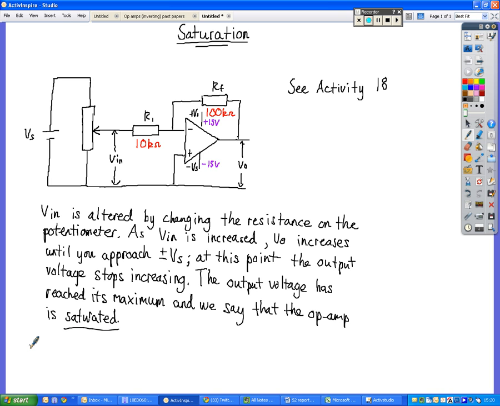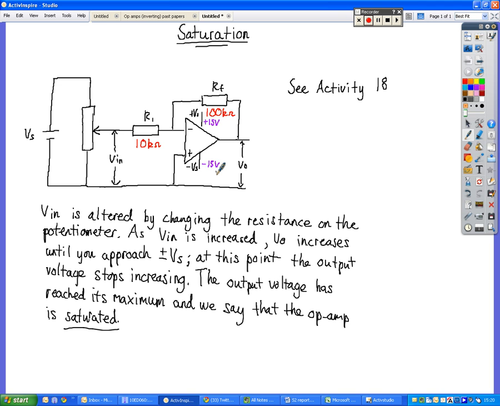So most of the time the output voltage is increasing with the input voltage, but once it reaches a point that's close to the supply voltage, in this case 15, it begins to level out and stops increasing. The output voltage has reached its maximum value, and that occurs when the op amp is saturated. That value is usually about 85% of the supply voltage, so that ties in with our results.